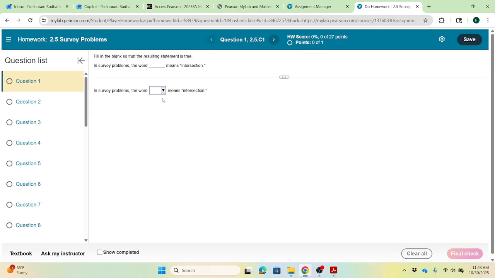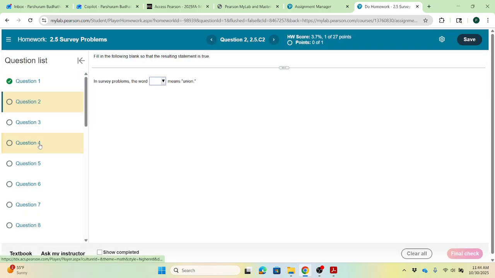In survey problem, the word "and" means intersection. Yes.